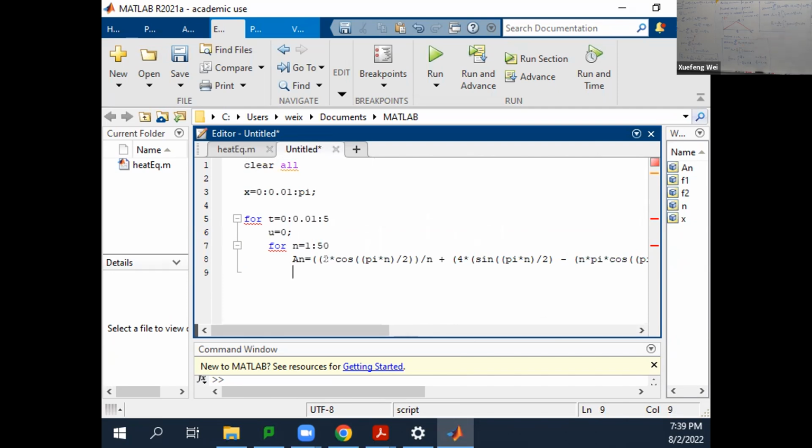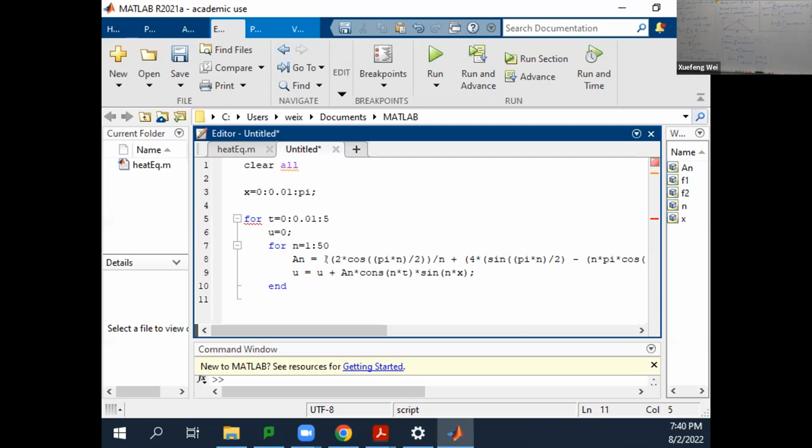And I say U equals U plus, okay? Do you remember this? U equals U plus AN times cosine NT times sine NX. Is that right? Okay, and then what should I do? Can you see that? Okay.